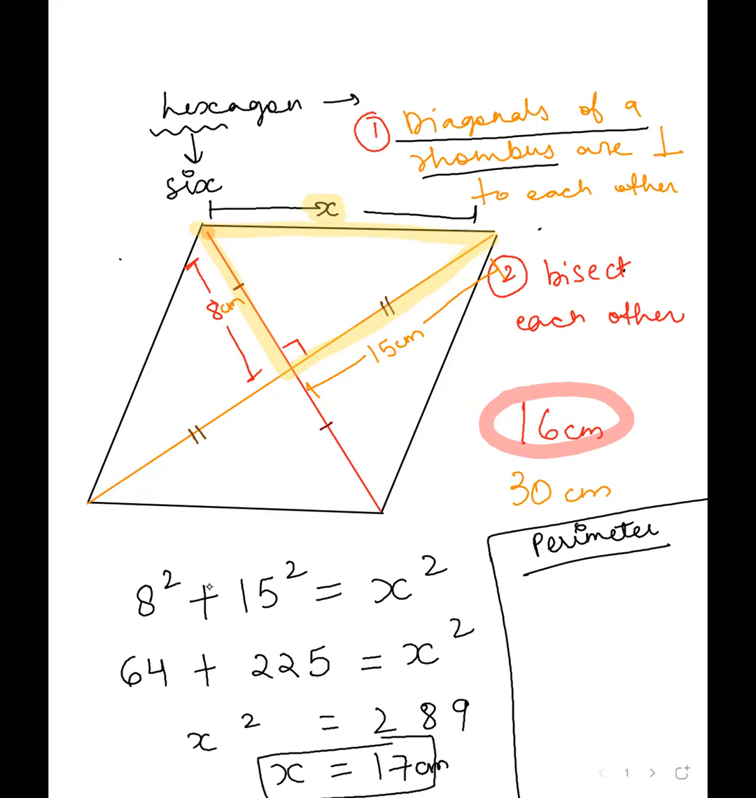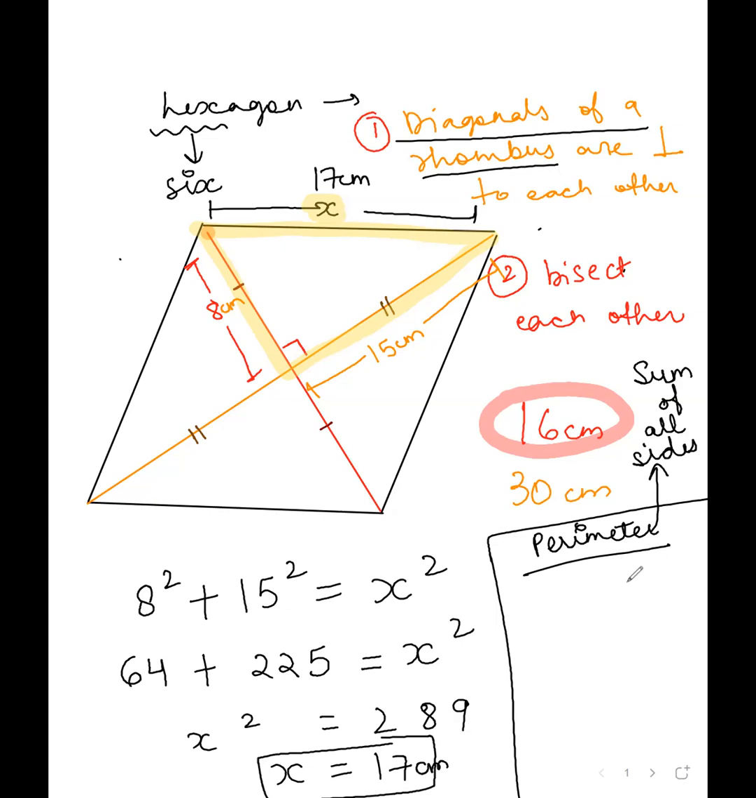They are equal. So if this side is x, which is 17, then all the sides will be 17. So each side is 17. So what is the perimeter going to be? Perimeter is, let's write it over here. Perimeter is sum. Sum means addition, okay? Sum of all the sides. So what is the sum of all the sides in this particular question?